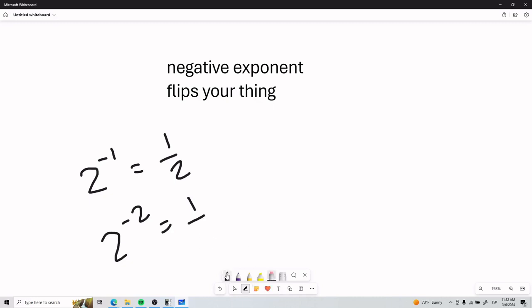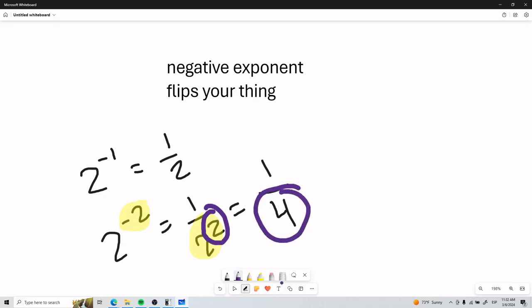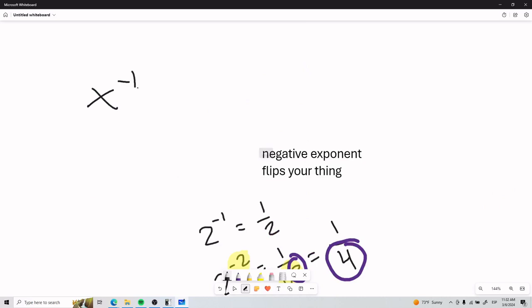Or actually, the step in between is that it's going to be 1 over 2 to the power of 2, which equals 1 over 4. So notice how with this negative exponent, first you put the whole thing on the bottom, and then you do the exponent and end up with 4 on the bottom. See? That is what the negative exponent does. And so if you have x to the power negative 1, you end up with 1 over x. If you have x to the power negative 2, you end up with 1 over x squared.